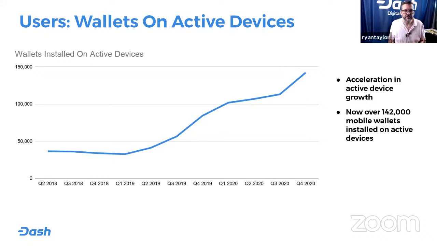Moving on to other metrics. The users, as I said, this is a graph of the wallets on active devices. And what you see here is consistent growth since the end of 2018. And we actually re-accelerated. You can see that steeper curve at the end there, and now have over 142,000 mobile wallets installed on active devices. So great to see this number continuing to move up.